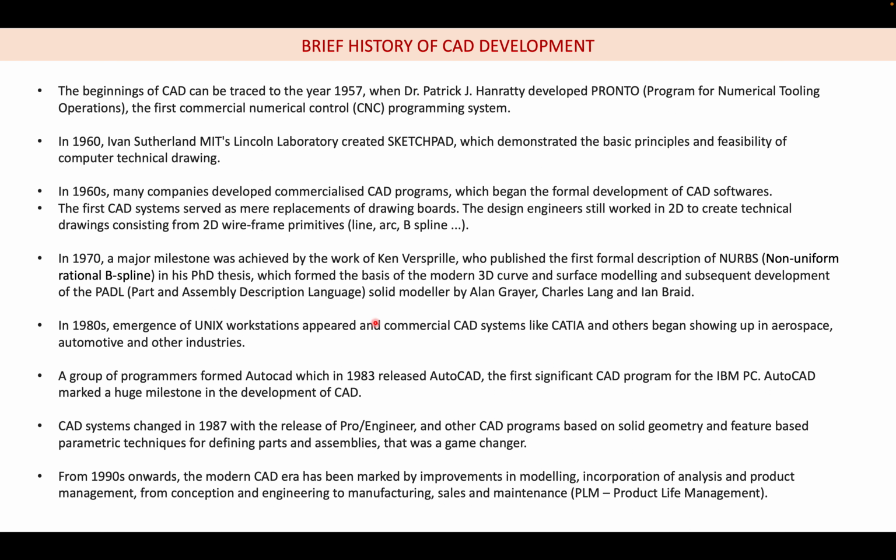Later in the 1980s, Unix workstations emerged and commercial CAD systems like CATIA and others began showing up in the aerospace, automotive, and other industries. Later, a group of programmers formed the AutoCAD company in 1983, which released AutoCAD, the first significant CAD program for the IBM PC. The advent of AutoCAD marked a huge milestone in the development of CAD. CAD systems changed again in 1987 with the release of software called Pro-E, and other CAD programs based on solid geometry and feature-based parametric techniques for defining the various parts and assemblies. This was considered a game changer.